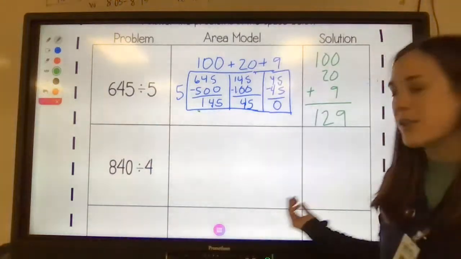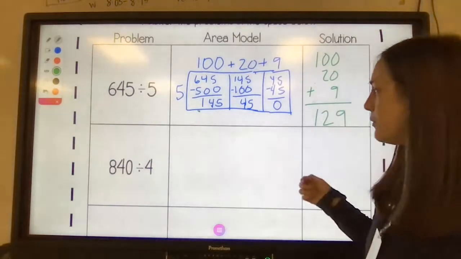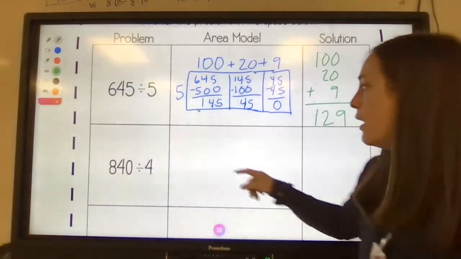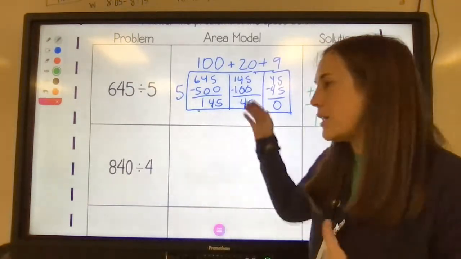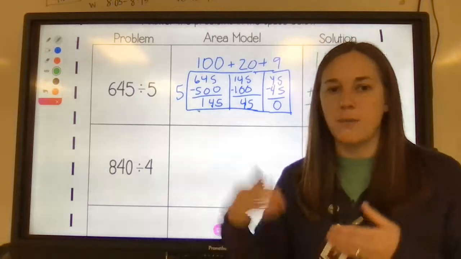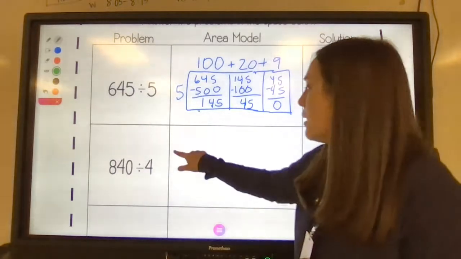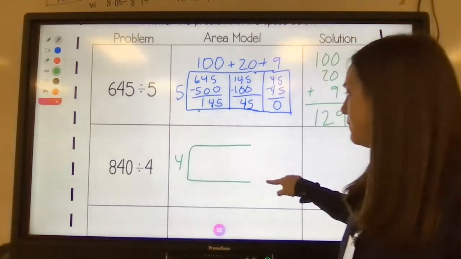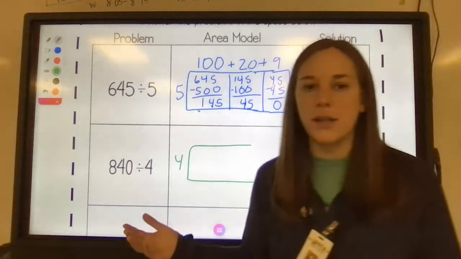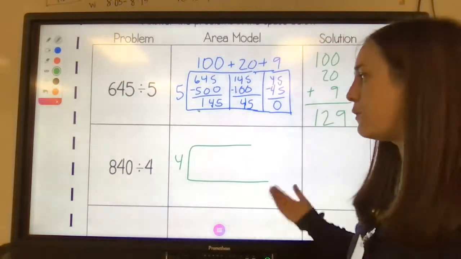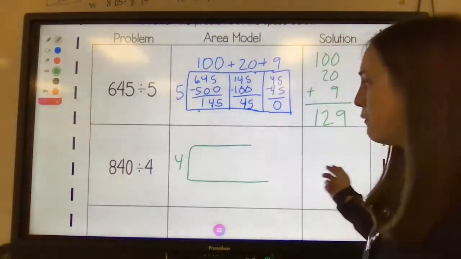All right, I'm going to go ahead and do the next one as well. We have 840 divided by 4, so we're going to start out the same way. I know that my total area inside the box is 840, and I'm trying to figure out how I got to that. So 4 times what gets me to 840? I'm going to start with my box here and work in the same way. Multiples of 100 is a good place to start, so I'm going to start with 4 times 100, which is 400.